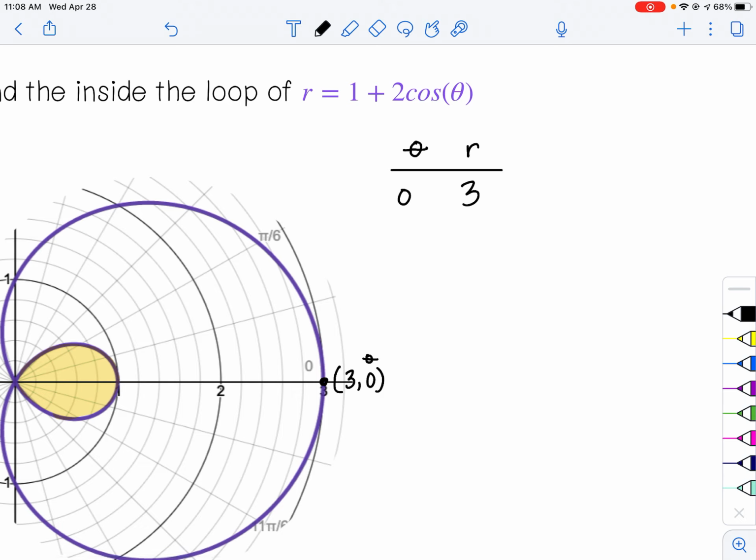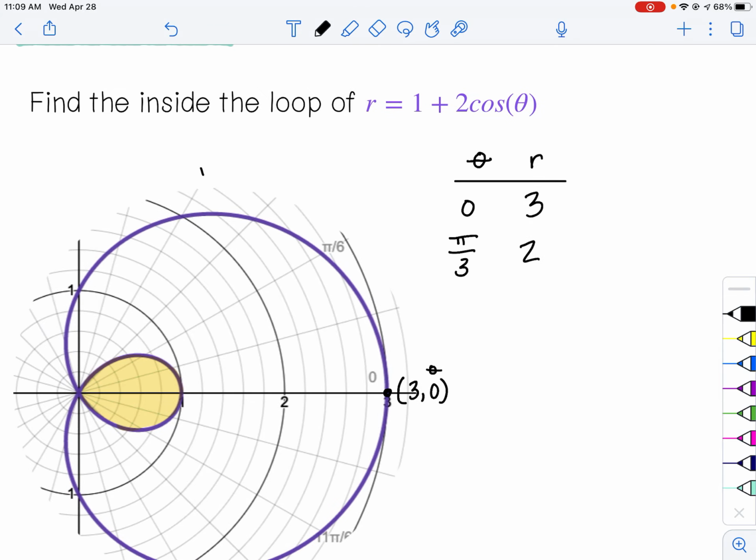Okay, so then let's go to another one that's easy to plug in. Let's go to pi over 3. Pi over 3 has a cosine of 1/2, so 2 times 1/2 is 1, and 1 plus 1 is 2. So this is pi over 3 up here. We're going in this direction around the curve. Another easy one to plug in would be pi over 2. Cosine of pi over 2 is 0, so this is going to be 1. So this is 1 at pi over 2 in polar coordinates.